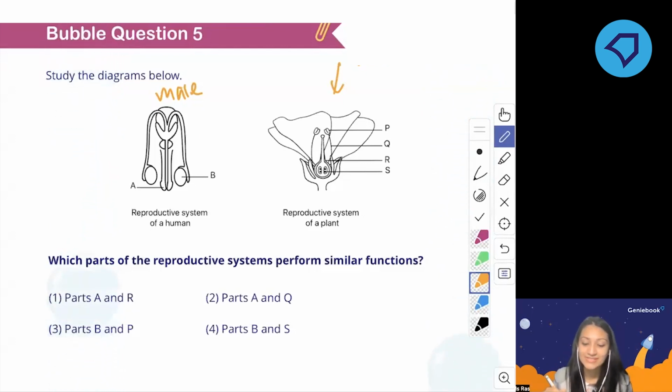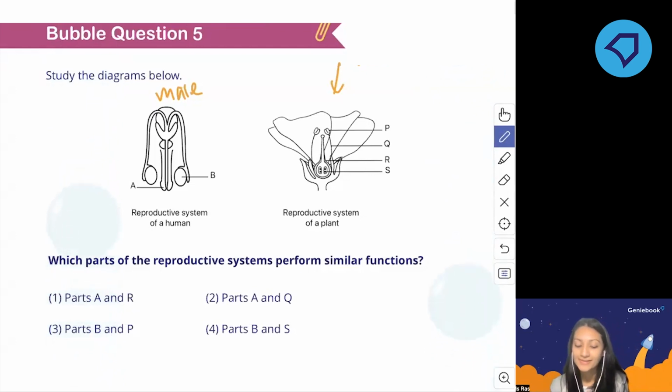Identify the male parts first. Is it P? Is it Q? Is it R? Is it S? Anyone wants to help your friends? Who can tell me which are the male parts in the flower? That's the last clue. Which are the male parts in the flower?